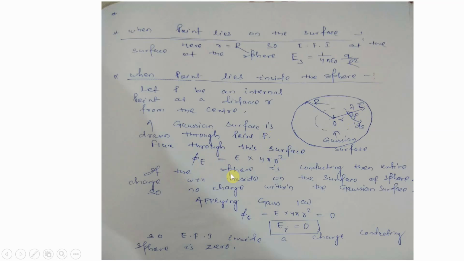But when the sphere is conducting, the entire charge resides on the surface of the sphere. So there is no charge within the Gaussian surface. I have already told before that all the charges reside on the surface of the sphere, but no charge is inside the sphere. Since inside the sphere the charge is 0, from Gauss law we know phi equals q by epsilon naught, but this q is 0, so phi becomes 0. So the electric field intensity inside the sphere becomes 0.